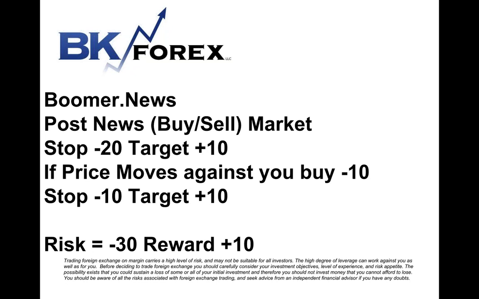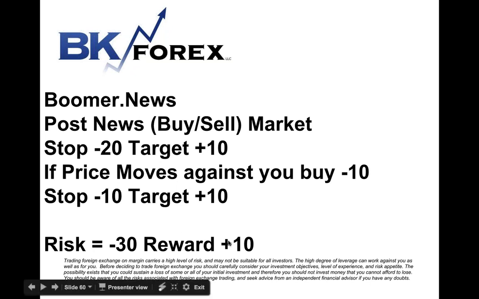Well, the actual trade structure that we use to enable the fade of the Aussie move or the fade of the Kiwi move post news is what we call the boomer news structure, which is: we're going to buy at market 10 minutes after the event, right? The stop is 20, our target is 10. And if the price moves against us by 10 points, we buy again with a target of 10.